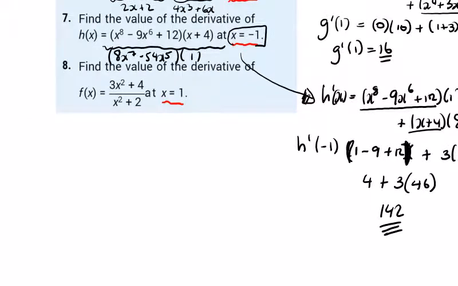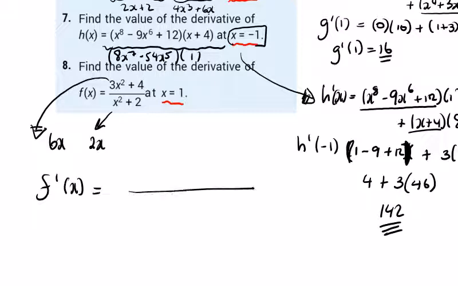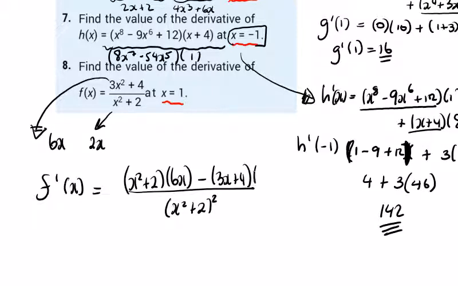The third one, quotient rule. So derivative of the top, 6x, just 6x. And the derivative of the bottom is 2x. So f prime x at 1. So f prime x first is equal to, on the bottom to be squared. And on top, the bottom, by the top differentiated, which is 6x, minus the top, which is 3x squared plus 4 by the bottom differentiated, which is 2x, and we're trying to find f prime 1, so we can just fill it in instead of multiplying it out.